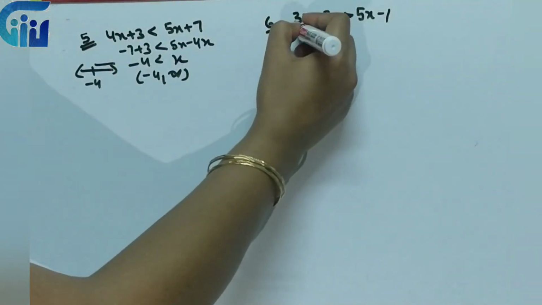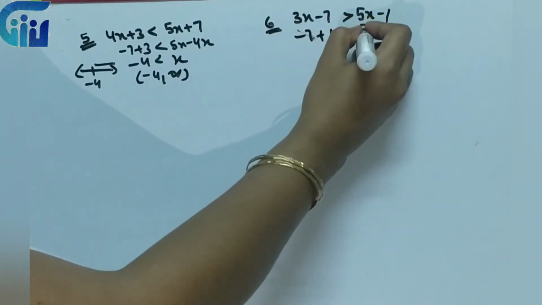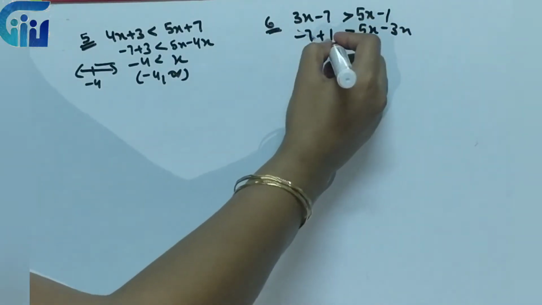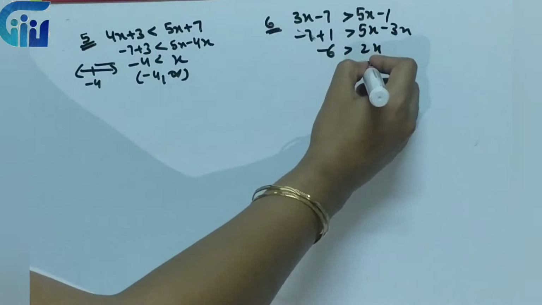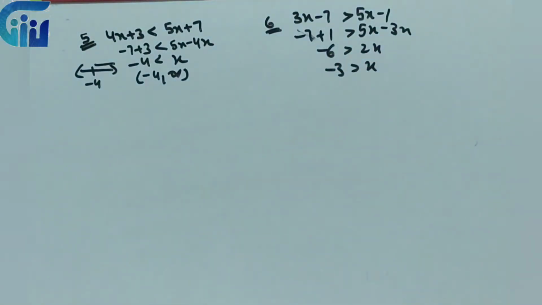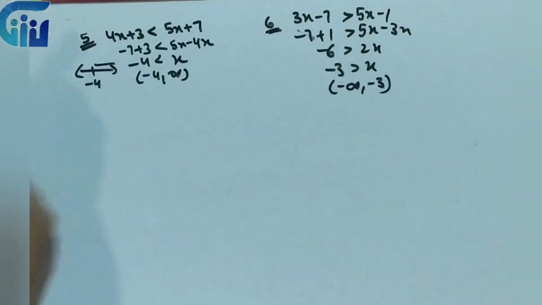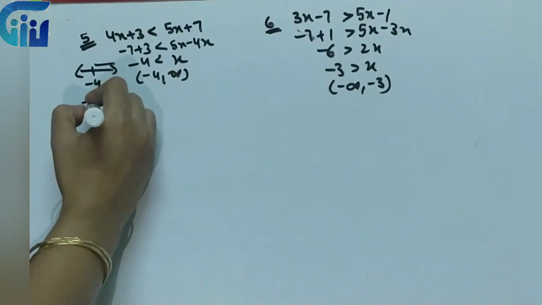Similarly, in this question, it will be minus 7 plus 1 greater than 5x minus 3x. So it will be minus 6 greater than 2x, so x is less than minus 3. So x is less than minus 3 means what? Minus infinity to minus 3 open, right? Moving on to question number 7.